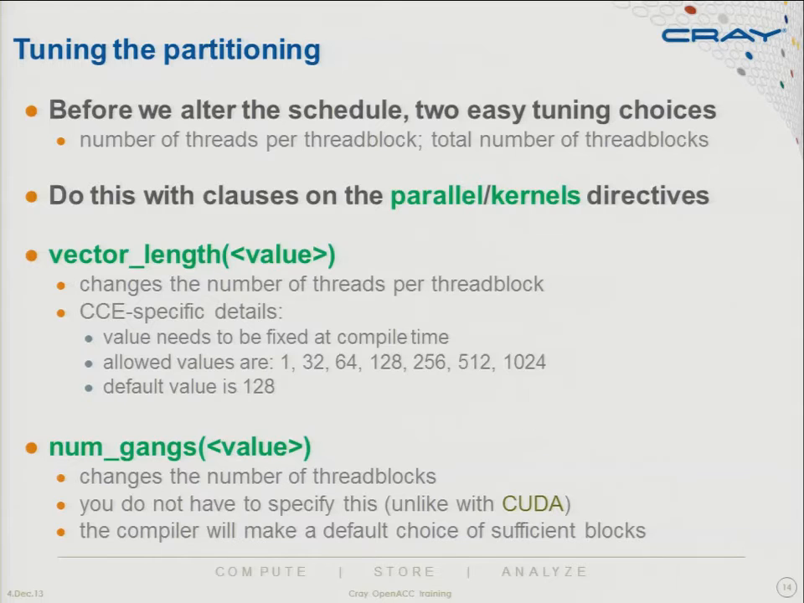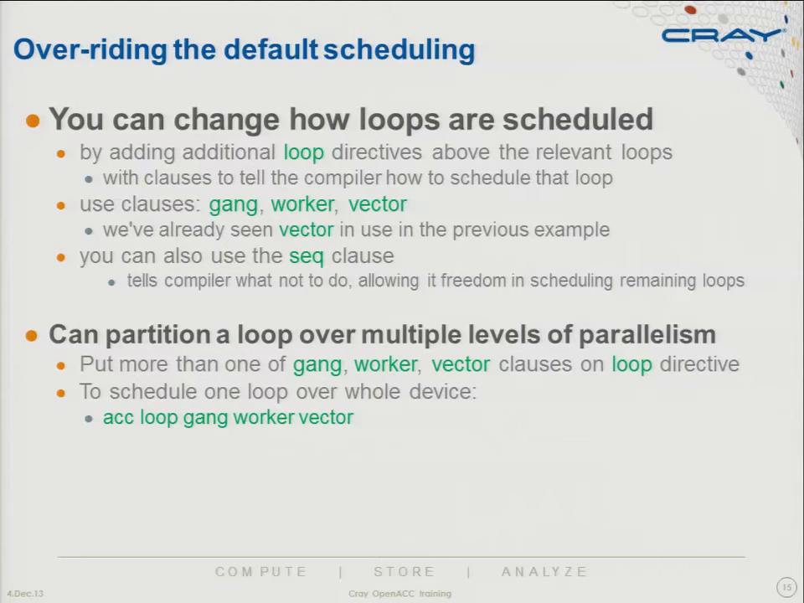If you program in CUDA, as well as specifying the number of threads per block, you also have to specify the number of thread blocks, which usually is number of iterations divided by number of threads per thread block. But you have to do it. In OpenACC, it will do it for you and make a default choice. But you can use a clause to change that number if you want. And that's another performance tuning you can do without messing about with the actual source code other than the directives.